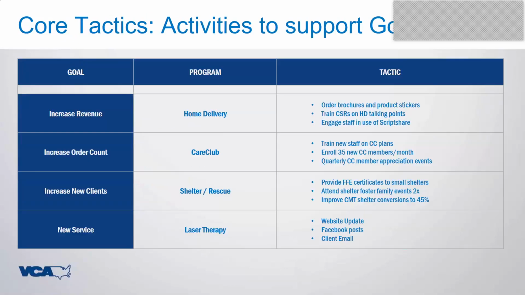So when we talk about core tactics and some activities that are going to support your goal, we have a lovely example here. Where goals are focused on those from the first page with the addition of the new service. So you have increased revenue, increased order count, increase in clients, increased service. So then your programs and strategies are going to be national programs or things that we already have created, such as home delivery, Care Club, or if it's a new service, what is that service that we're looking to be able to market?